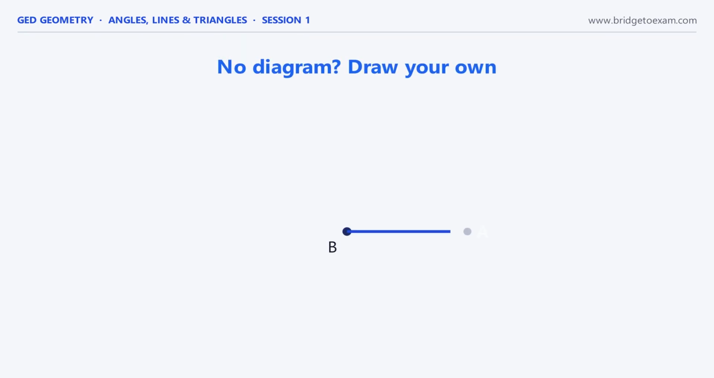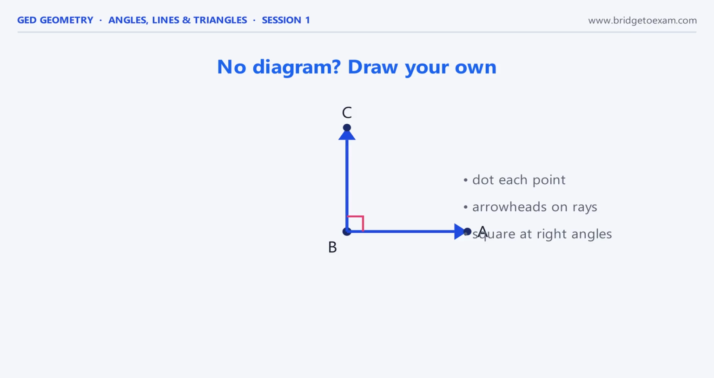One last habit that will serve you well. When a problem gives you no diagram, draw your own. Mark each point with a dot, put arrowheads on any lines or rays, and draw a small square at every right angle. Your sketch does not need to be perfectly to scale. Its only job is to show which objects meet and which facts you already know. A quick, clear sketch turns a confusing word problem into something you can actually solve.